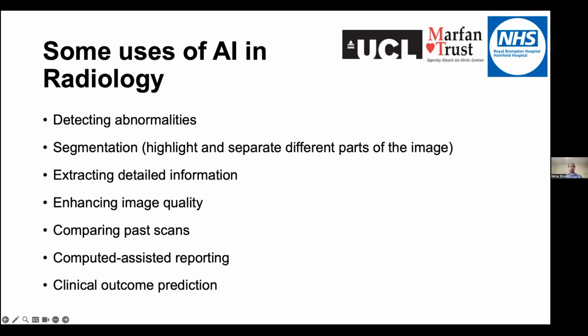So these are some general uses of AI in radiology that are up and coming. And although I won't go into all of them, I want to shift your focus to segmentation, which refers to highlighting and separating different parts of the image. And this segmentation technique was developed by TerraRecon, and this is what we used in our study.